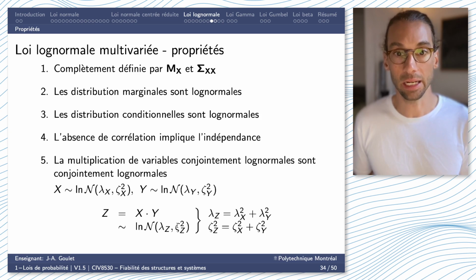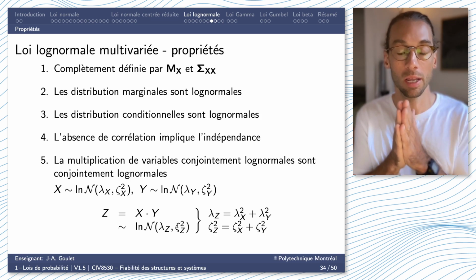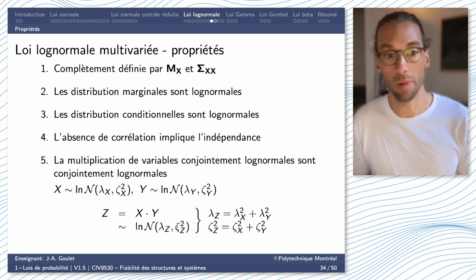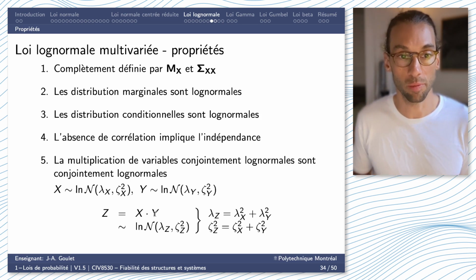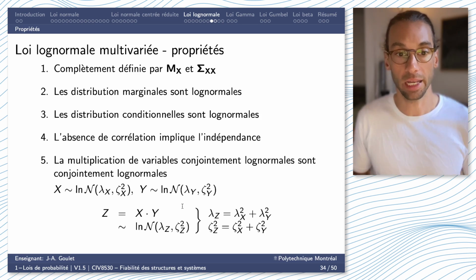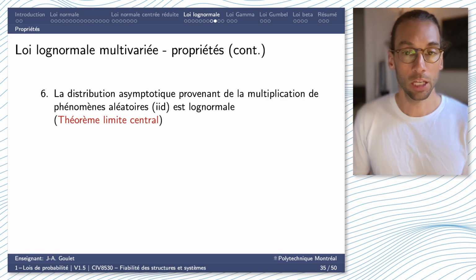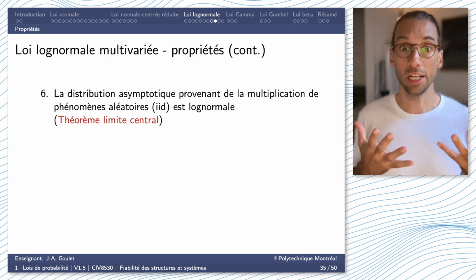since lambda and zeta I define in a normal space, I can directly sum these parameters because I have a log transformation to go from x and y to the normal space. If I take the log of a product, it becomes a sum. I can simply sum my parameters just as I had before. The central limit theorem still applies for the log normal.